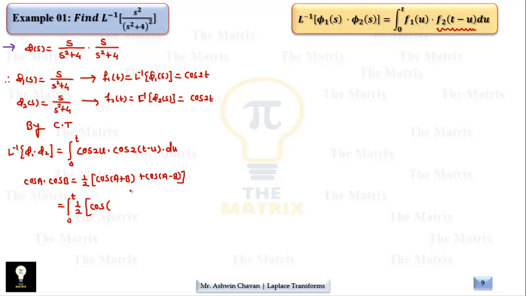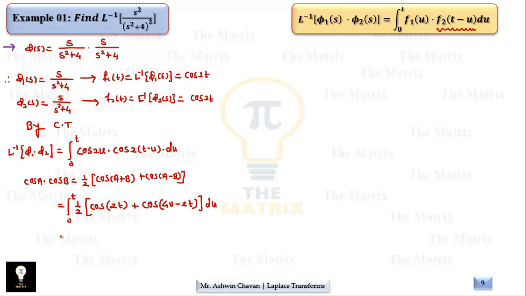Why is this product needed to be converted into addition of two terms? Because for integration it will be easy for us. So cos of A plus B will be 2u plus 2t minus 2u, which gives us 2t only. Whereas the second part gives us 2u minus 2t plus 2u, that is 4u minus 2t. Okay, 2u minus 2t plus 2u, so 4u. And then we have du.